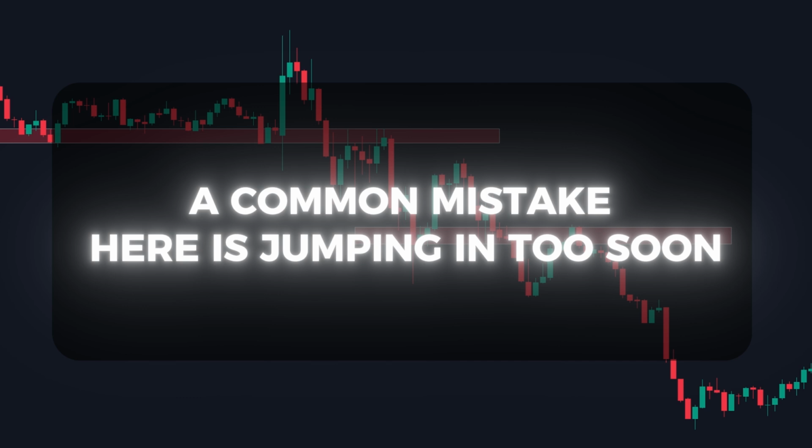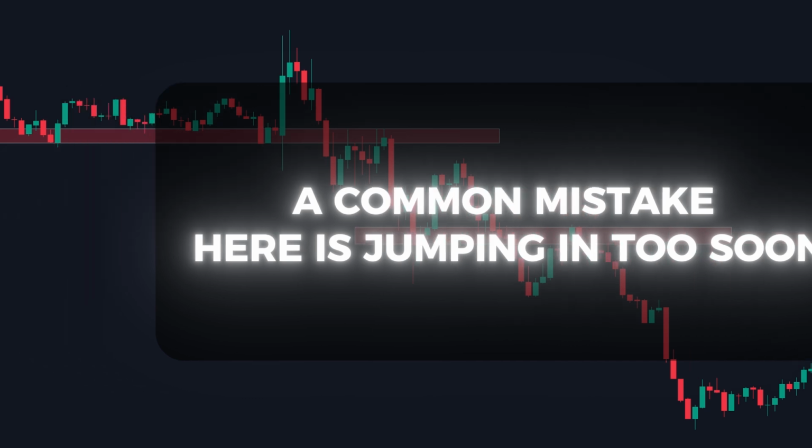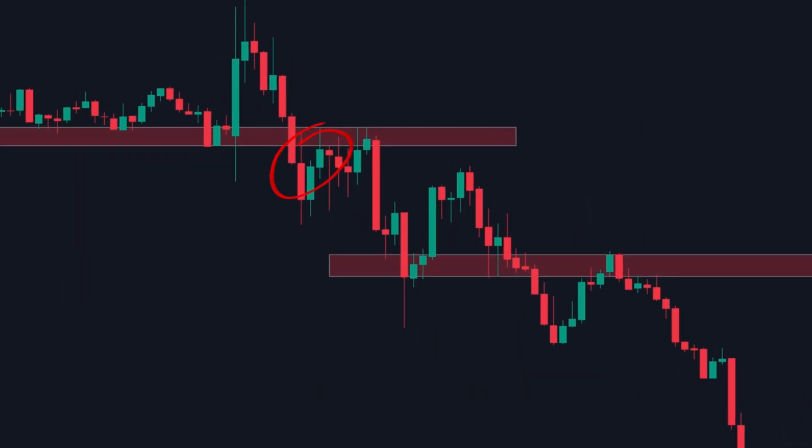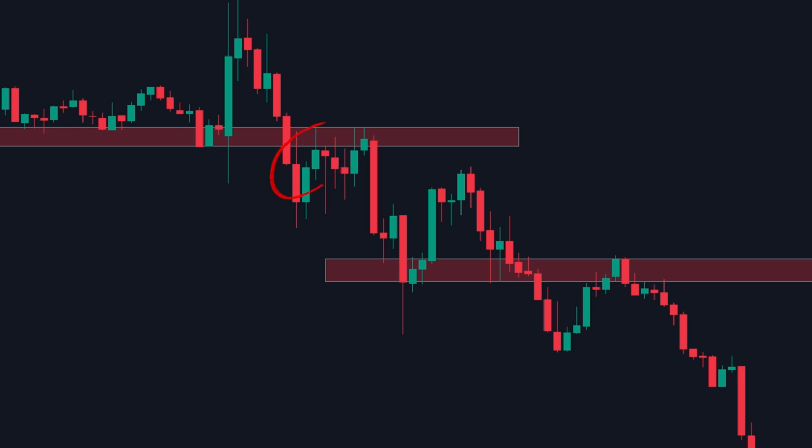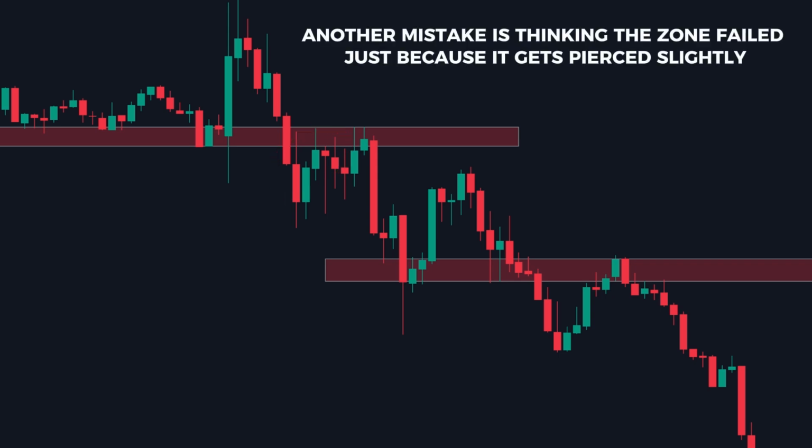A common mistake here is jumping in too soon. Many traders enter right when price first touches the level, expecting an immediate drop. But usually, the market likes to probe deeper, grab liquidity, and only then show the real rejection. Another mistake is thinking the zone failed just because it gets pierced slightly.